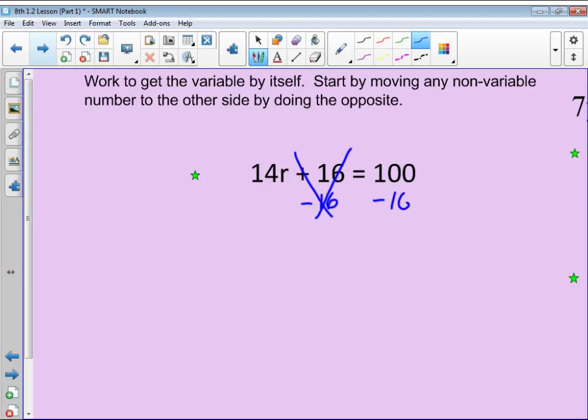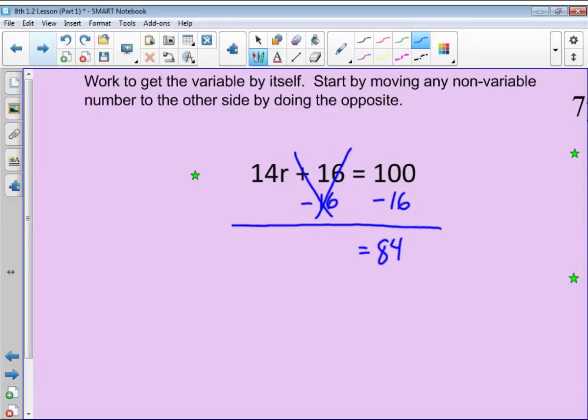Minus 16. Now, if you're not great with mental math, I'm hoping you can all subtract 100 minus 16. But if you're not super confident in that, yes, you can use your calculator. But my goal is, on problems like this, hopefully you're pretty comfortable. So 100 minus 16 is going to put me at 84.